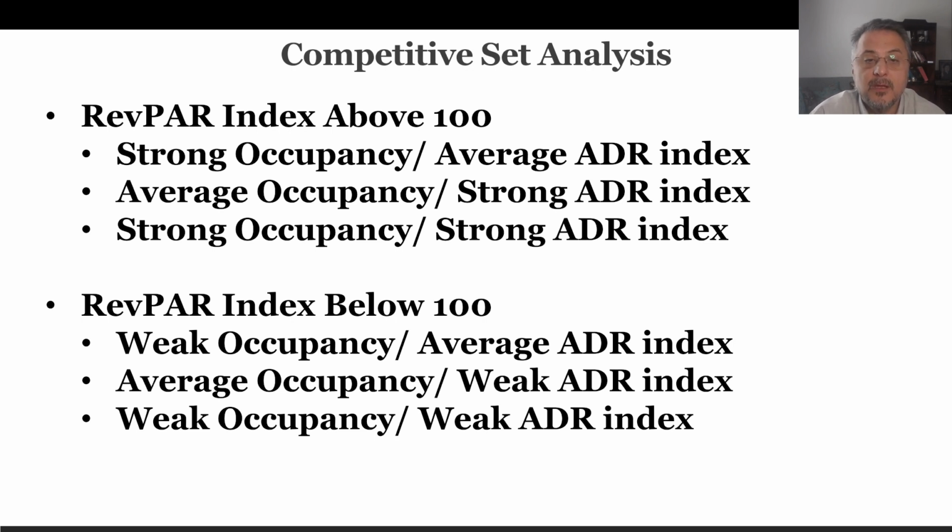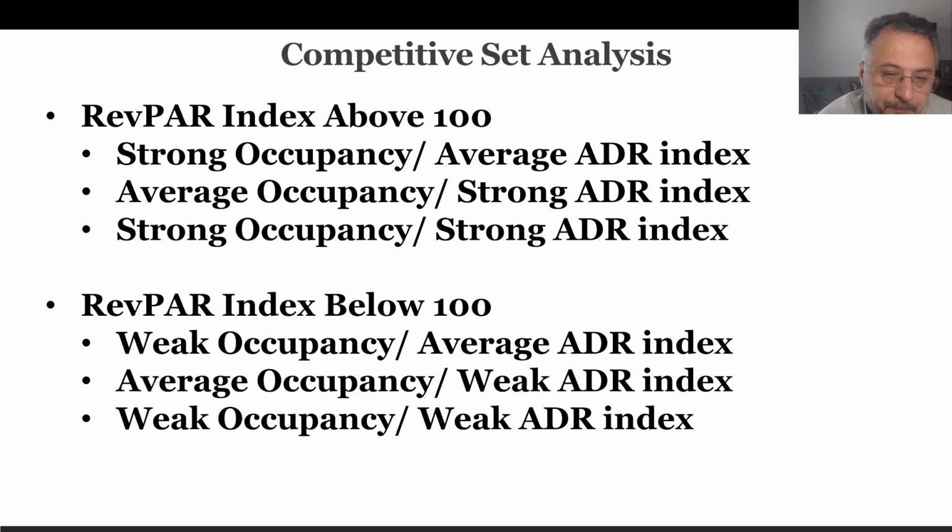Now, however, if the RevPAR index is below 100, it could also be from several reasons. We are giving examples here. The first is weak occupancy with an average ADR index. That's the case where the average guest does not perceive strong value at the current rate structure. So you need to carefully re-examine marketing efforts as well as service levels prior to seeking to expand your customer base or increase rates.